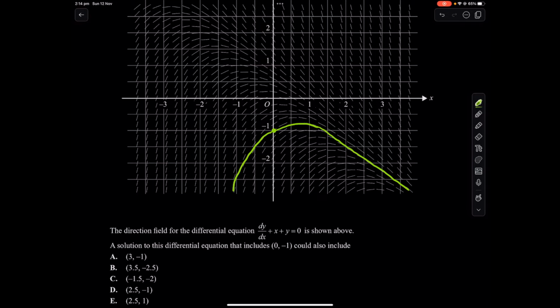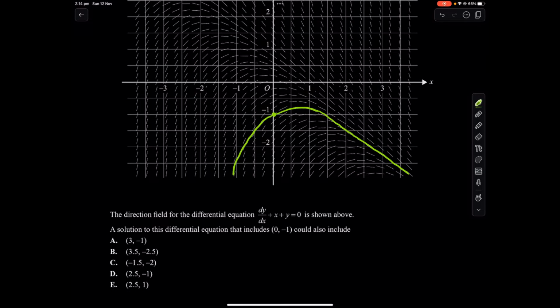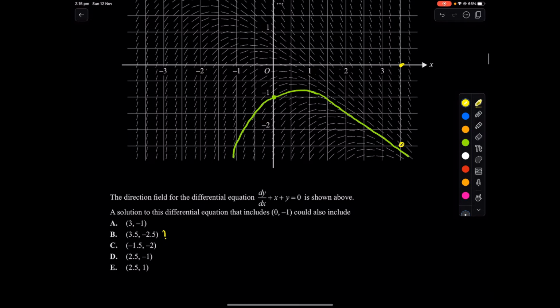That's what I've got. So let's check if (3, -1) is on this graph. So 3 is here, and -1 is approximately here. Nope, that's not true. What about the next one, which is 3.5? So 3.5 is here, and we're going to -2.5, which is here. Yes, maybe I've drawn it not to be precise, but that could be true. It's close to it. So we can put a question mark on that. We know A is wrong.